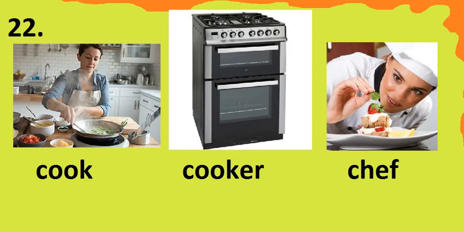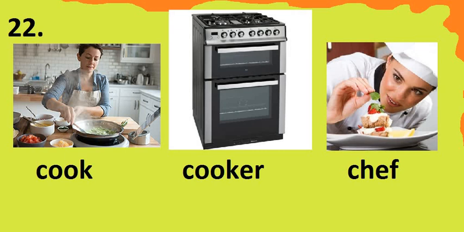Next we have cook, cooker, and chef. Now I often hear people say, my mother is a good cooker. But cooker is actually the name of the machine that does cooking. So we can see there's an oven with a hob on the top. That in the center is a cooker.